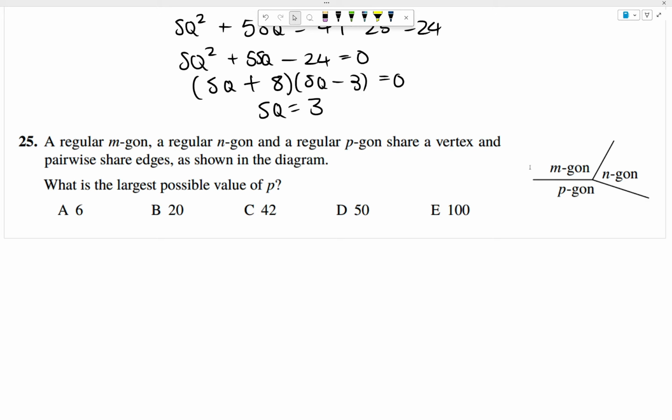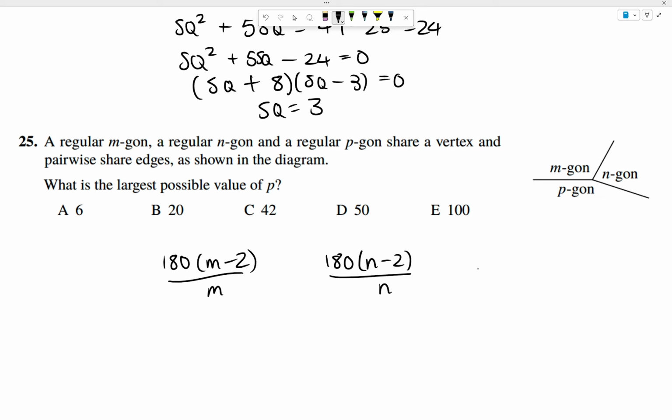And they're regular, so all of the interior angles are equal to each other. And the formula for the size of one of those interior angles is 180. For the m-gon, it will be m minus 2 over m. For the n-gon, it is n minus 2 over n. And for the p-gon, it is 180 times p minus 2 over p. And all of these angles are adding up to 360.